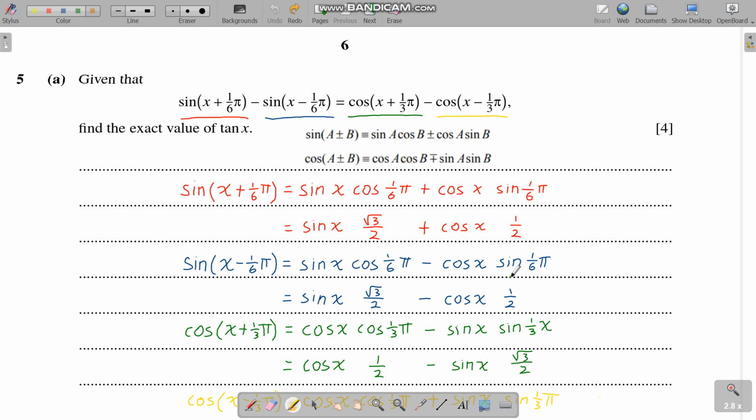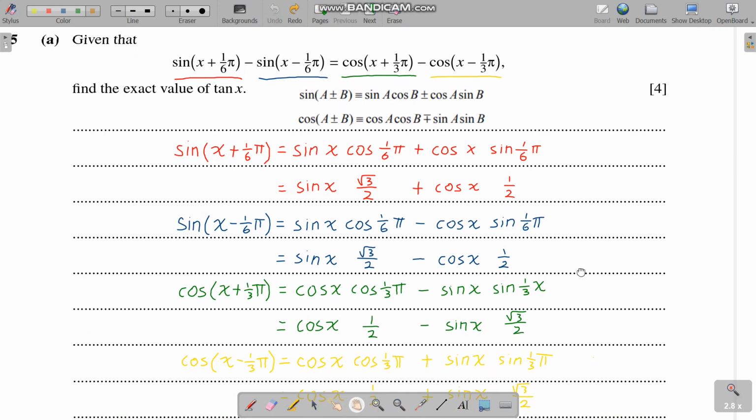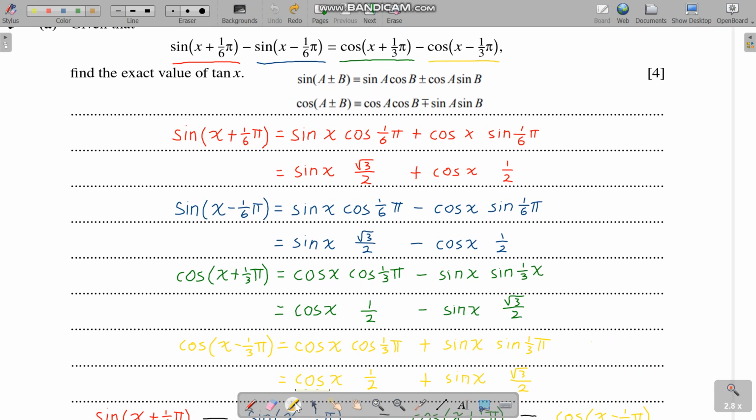And then for the ones in green and yellow, same thing. This time we have cos plus, we have to use minus. So cos minus sine. So for cos plus, we use cos cos minus sine sine, and then use the calculator for cos 1/3 pi and sine 1/3 pi.